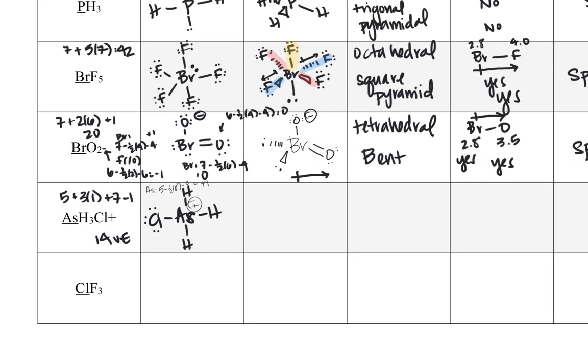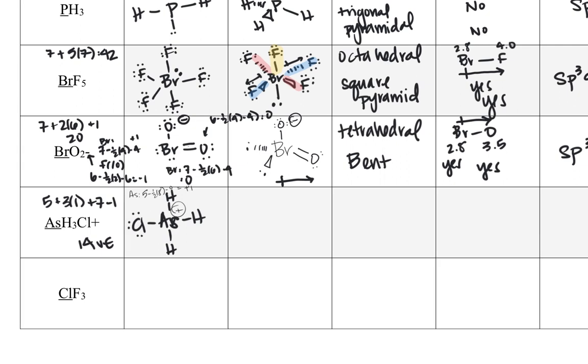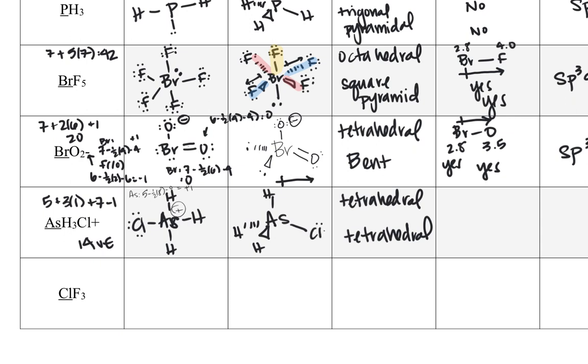So we know that this has a steric number of 4, which makes it tetrahedral. It does not have any lone pairs associated with it, so it's tetrahedral. So for arsenic, we're going to connect our atoms. I'm going to put our hydrogens around. Don't forget your formal charge.